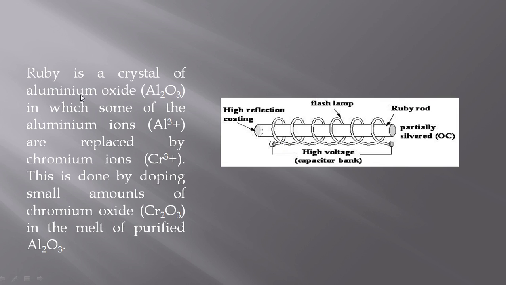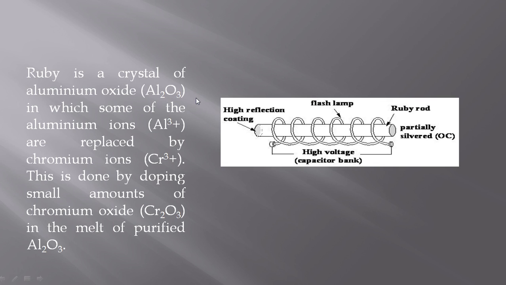Ruby is a crystal of aluminum oxide, that is Al2O3. This is basically ruby, in which some of the aluminum ions Al3+ are replaced by chromium ions Cr3+. This is done by doping small amounts of chromium oxide Cr2O3 in the melt of purified Al2O3. So basically ruby is Al2O3, but we dope Cr2O3, so the size of Al3+ is almost the same as the size of Cr3+.